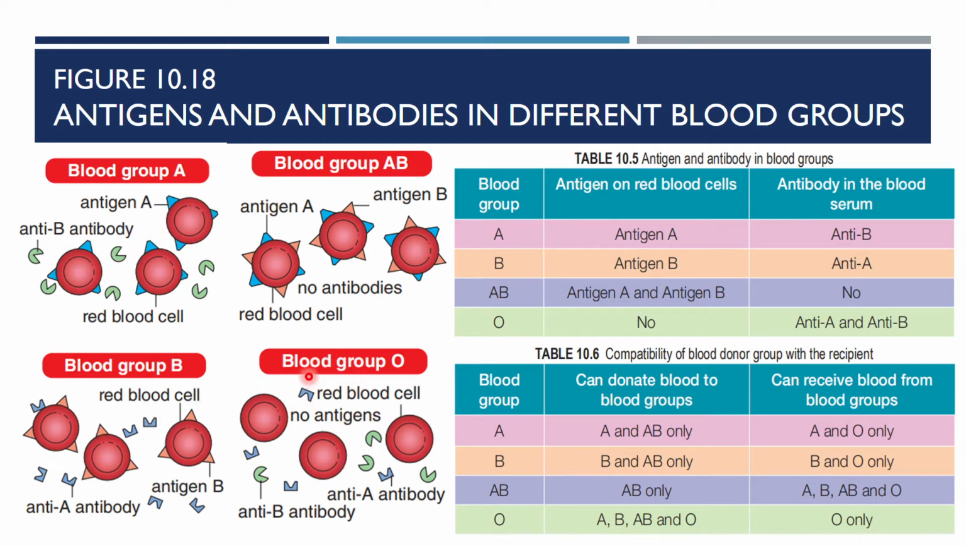But unlike that, blood group O has no antigens on the red blood cells, but they have the anti-A and anti-B antibodies, which will react to the antigen of other blood group types. Therefore blood group O can only receive blood from its own blood group, but they can donate to all other blood groups because they have no antigen, and therefore they are known as the universal donor.